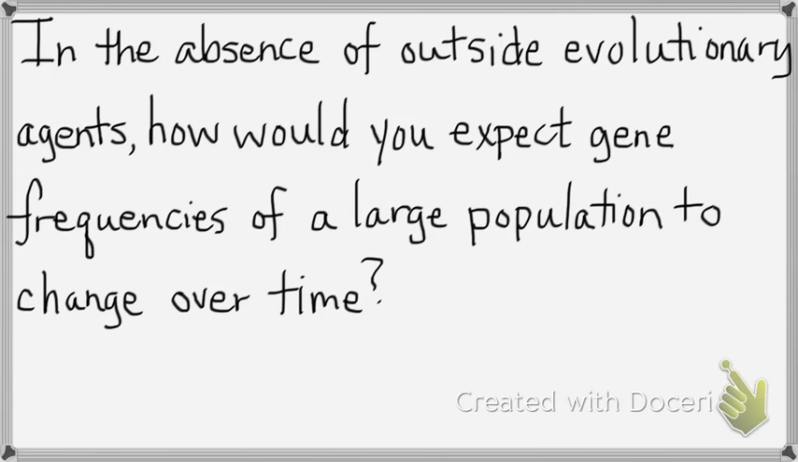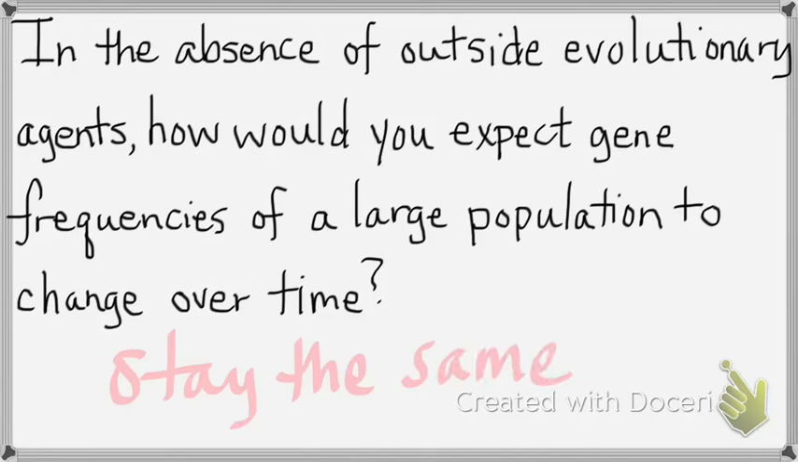In the absence of evolution, how would you expect gene frequencies of a large population to change over time? If there's no evolution, what would the p's and the q's, the p squares, the 2pqs, the q squares, all those Hardy-Weinberg values, what would happen to them over time? They would stay the same. Yeah, equilibrium, they'd stay the same. Nothing would happen, because there's nothing that would change them. Evolution changes them. We're saying there's no evolution, so they would stay the same.